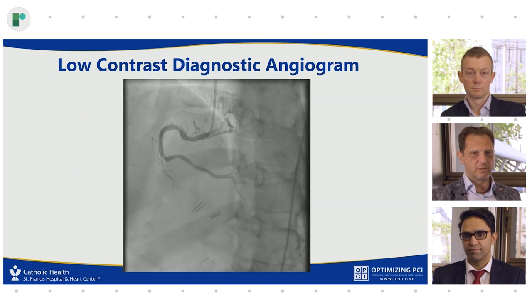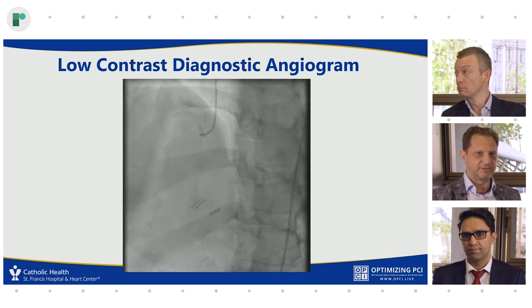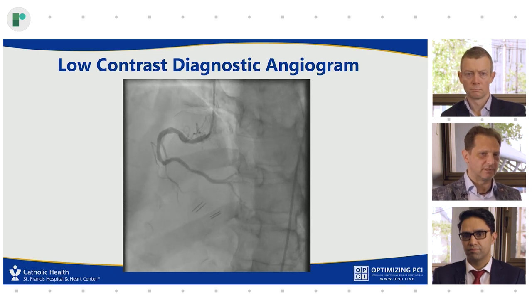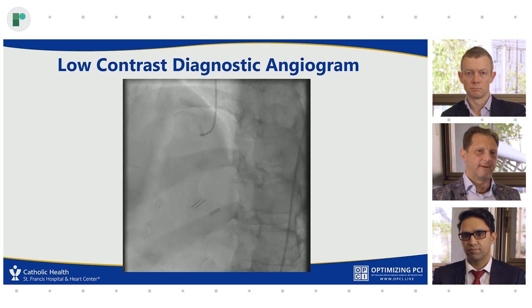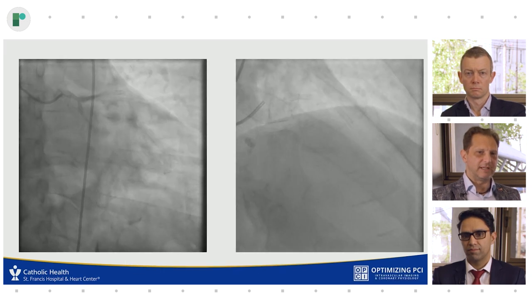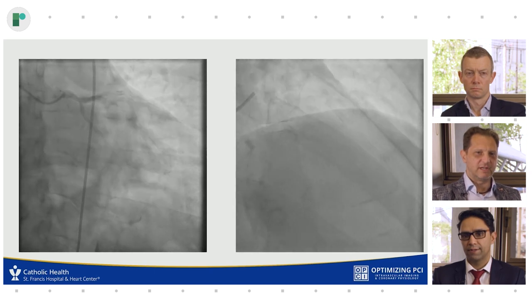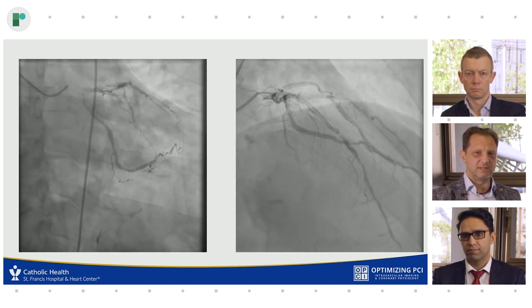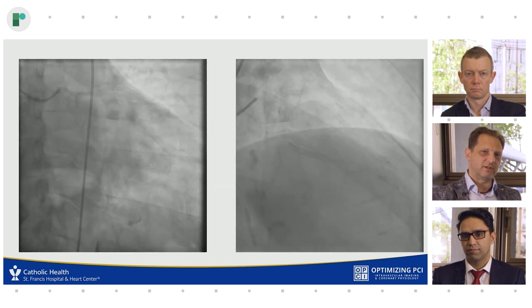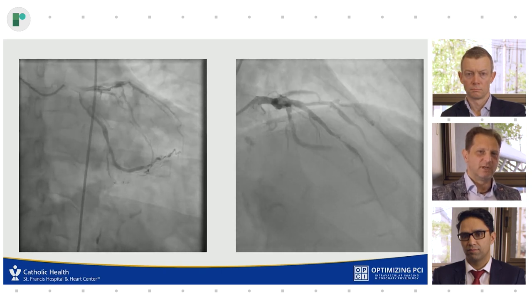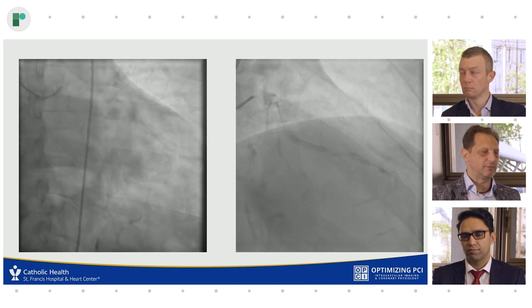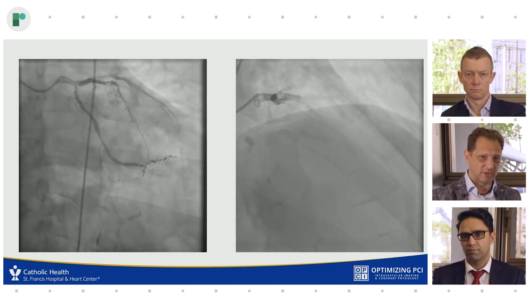And so we did a low contrast diagnostic angiogram a couple of weeks before this procedure. These are the pictures. So there's mild, non-obstructed disease of the RCA. Here is the left system. The circumflex looks okay, and then there is this tight lesion, as you can see, in the mid LAD. The previous stent in the diagonal is patent with, I'd say, moderate in-stent restenosis. Proximally, it looks like a calcified nodule, actually.